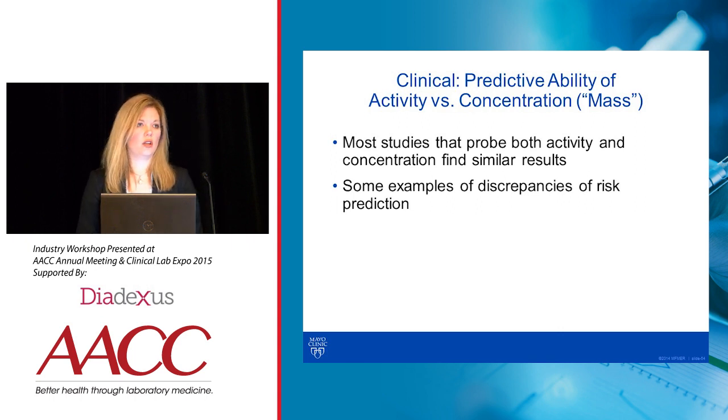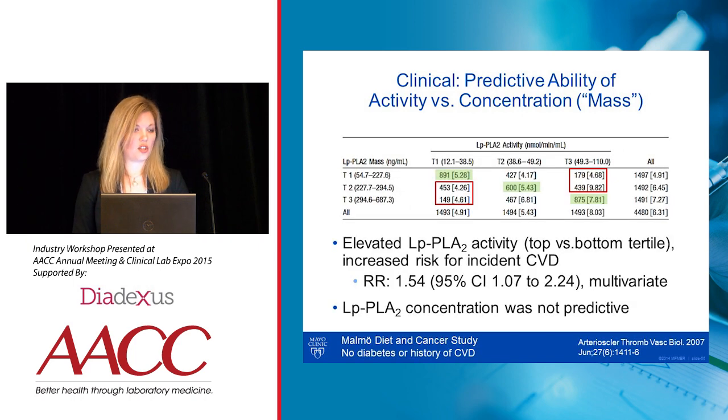The second clinical reason that the activity may be of benefit over the concentration assay is that there are some studies that show that the activity is actually more predictive than the concentration. So that same Malmö Diet and Cancer study that I showed you before, looking at the discordant populations, also looked at their risk prediction. In this particular study, the LP-PLA2 activity assay in a multivariate analysis was predictive of future events, whereas the LP-PLA2 concentration assay was not. Both were predictive in a univariate analysis, but with multivariate analysis, the concentration actually fell out of significance.